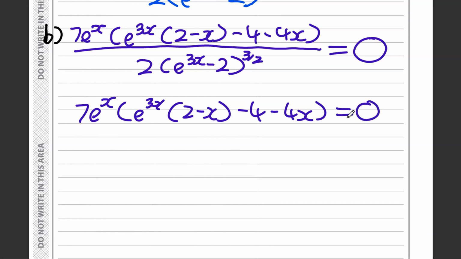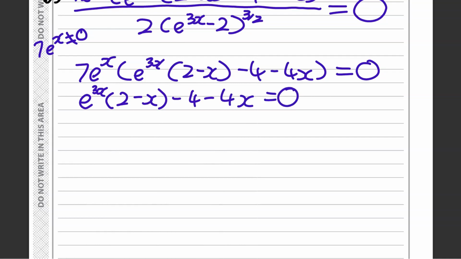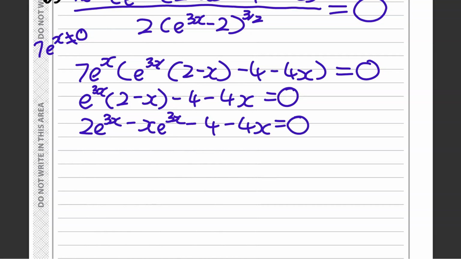Let's divide everything by 7e to the power of x. 7e to the power of x cannot be equal to 0, so there's no risk of us dividing by 0. So this is going to be e to the power of 3x, 2 minus x minus 4 minus 4x is equal to 0. Let's expand this bracket here, so it's going to become 2e to the power of 3x minus x e to the power of 3x minus 4x is equal to 0.